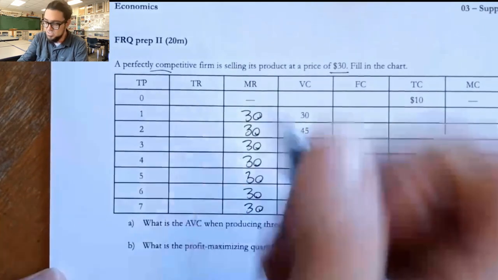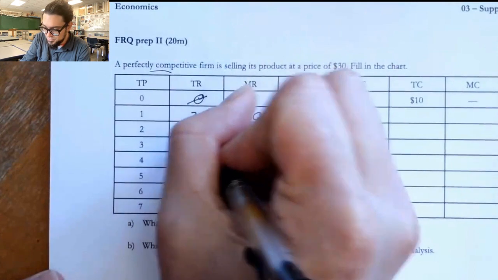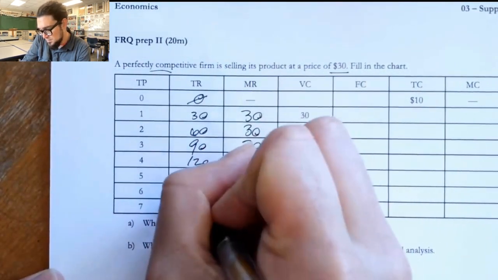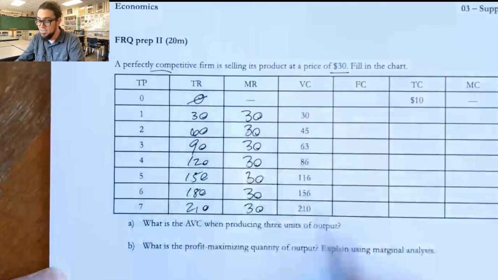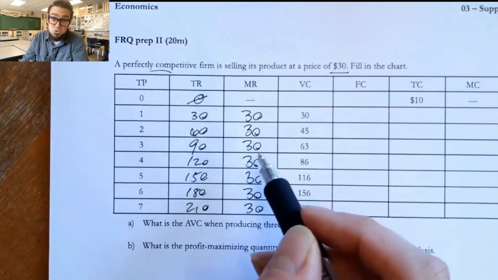So we do 30 times 0 is 0. 30 times 1 is 30. 30 times 2 is 60. And then we go all the way down here, 150, 180, 210. And it should make sense that the change in total revenue with an additional product is marginal revenue.